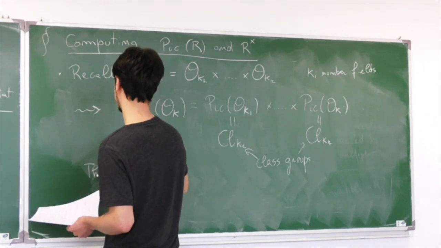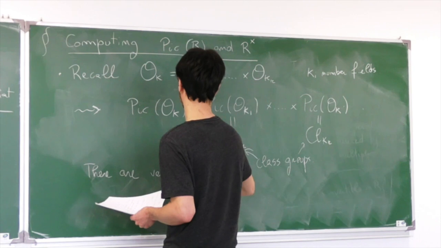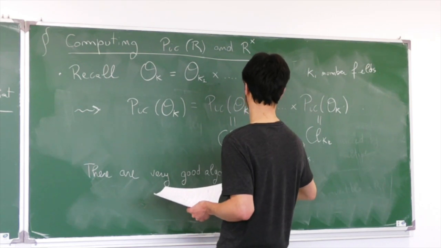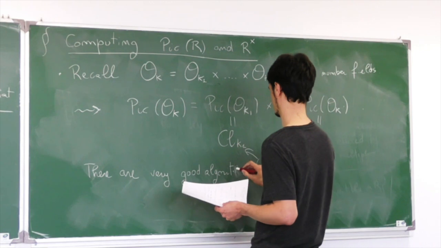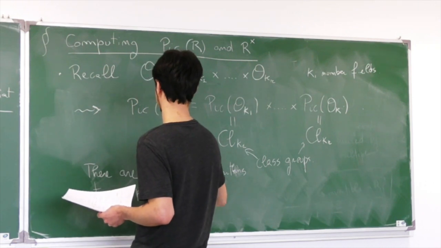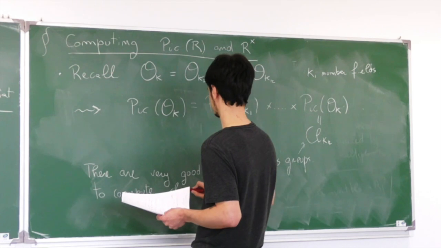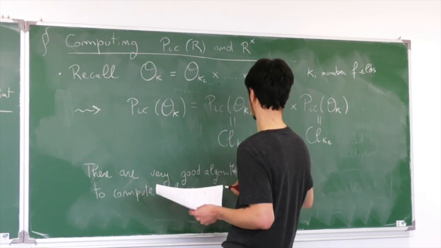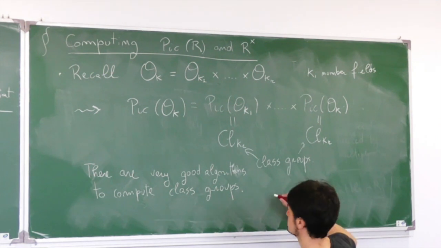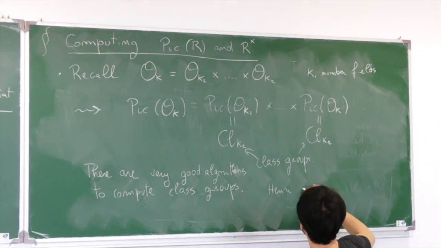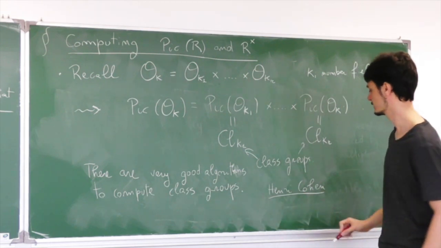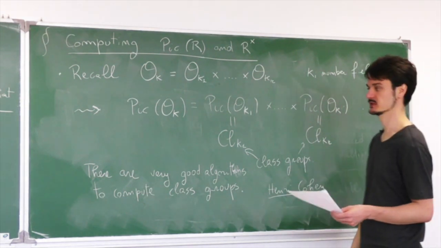So there are very good algorithms to compute class groups. A very good reference is the book by Henri Cohen on algorithmic number theory. There are two books that are more or less the Bible of algorithmic number theory, and I invite you to check them out if you want to see the details of the algorithms.